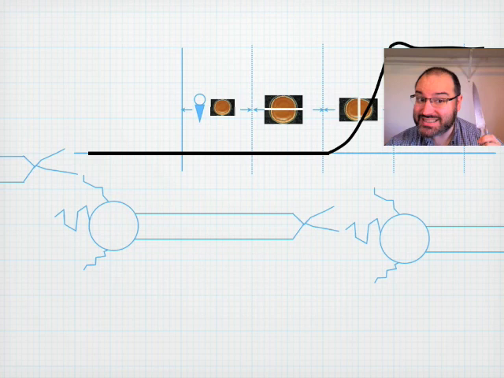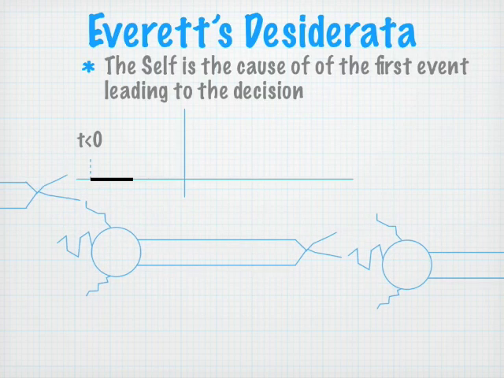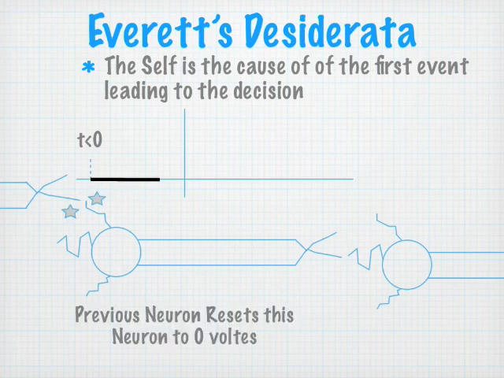Now, does this scenario satisfy your desiderata? Number 1: the self is the cause of the first event leading to the decision. I claim this is satisfied because at time t less than 0, the previous neuron resets this neuron to 0 volts. That is the cause of the first event leading to this decision.